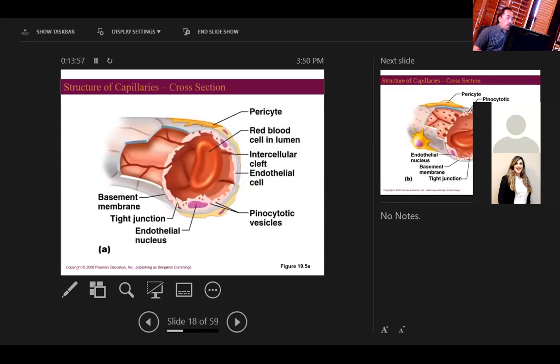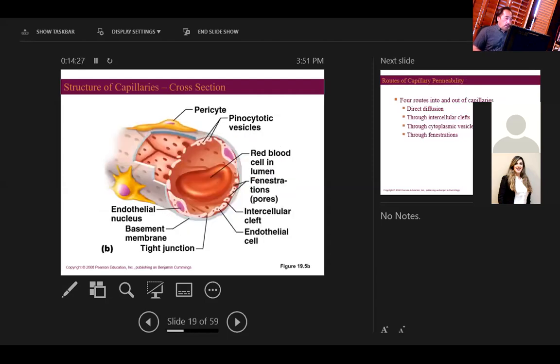So this is what a capillary looks like. And if you notice, this is the only place where things from the inside can go through, and it is called the intercellular cleft. You don't see any pores here, so the endothelial cells are very tight. So there's less diffusion going out from the capillary.